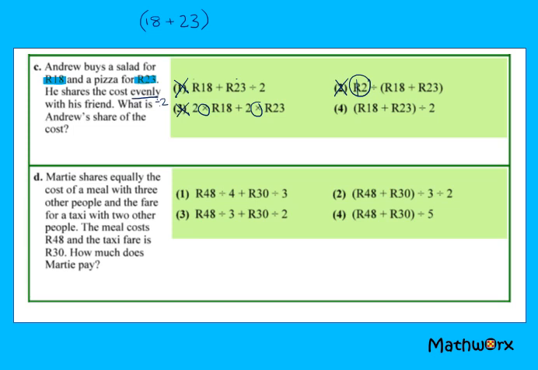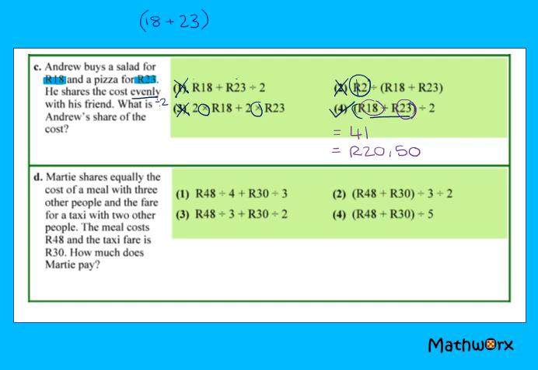And if we look at 4, we're first buying our salad and our pizza, and we're adding those numbers together, and then we are dividing. So 4 is our answer. And if we work out what Andrew's share is, we have to add the price of our salad and the price of our pizza. That we go 18 plus 23, which gives us 41. And 41 divided by 2 is 20 Rand 50 cents.